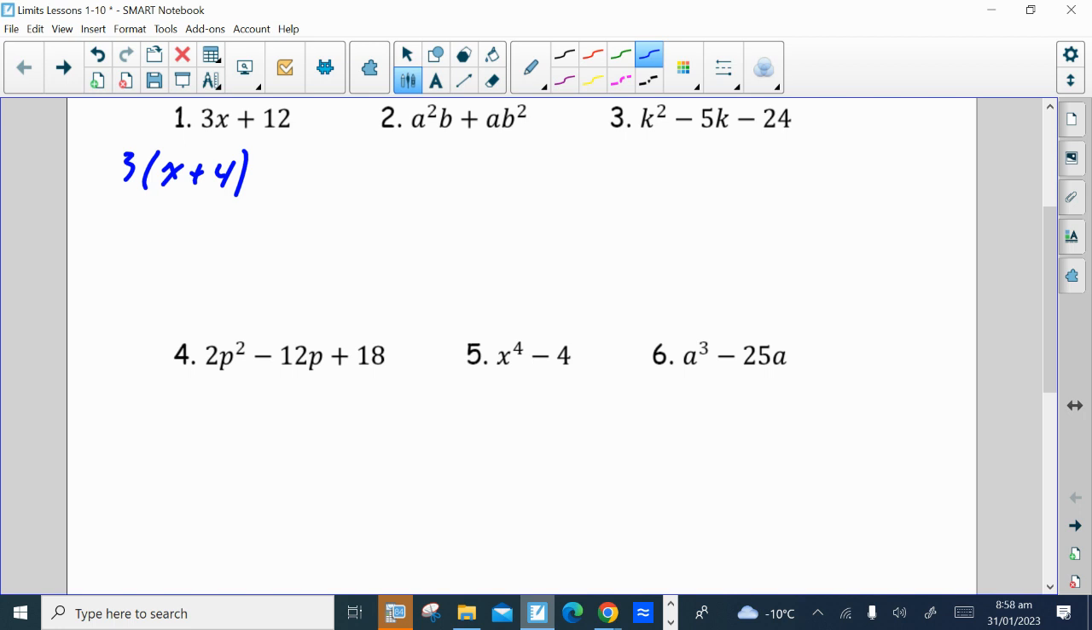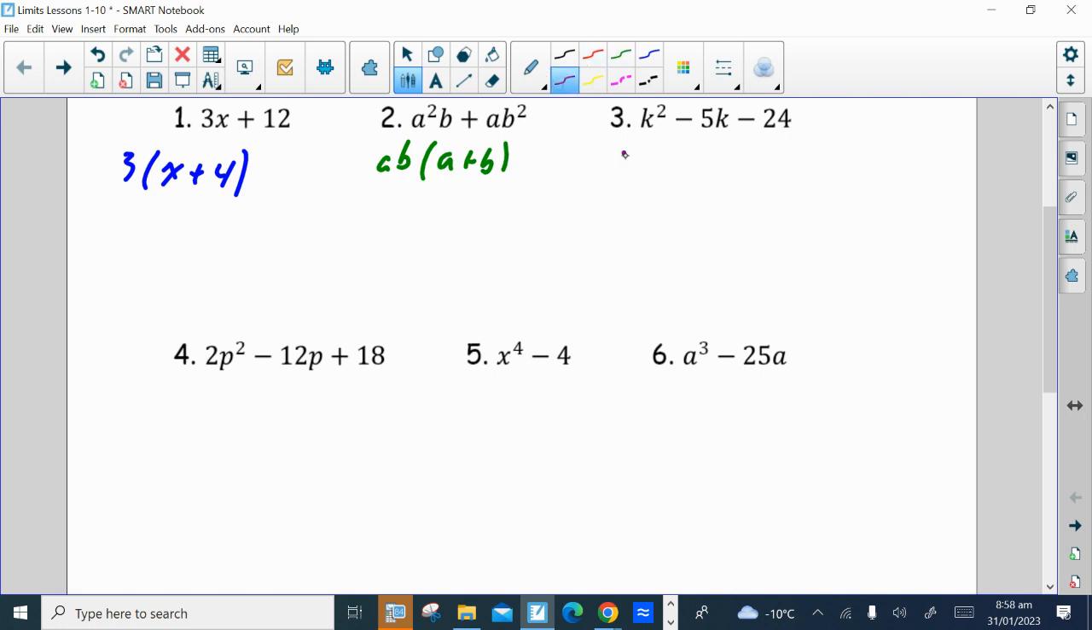Okay. Same thing with the second one. There's a common factor there. The common factor would be the letters A, B. Each term has at least one A in there as well as one B. So if you divide each term by the common factor, you'll get A plus B. There's your factors.